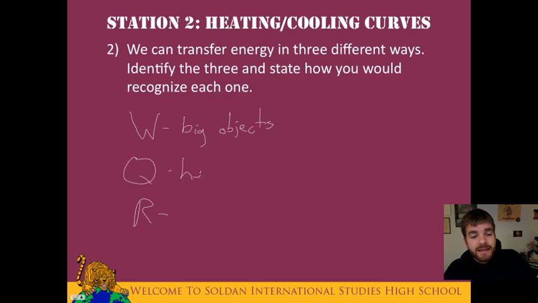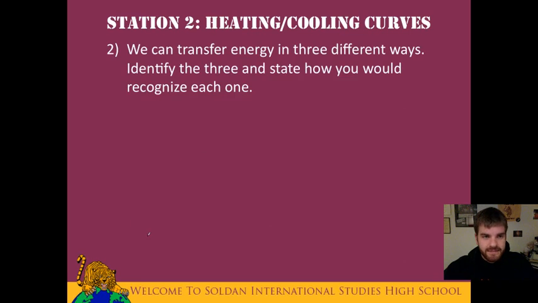Q is heating, and that's going to be for particles. So when particles are moving at different speeds or moving at different arrangements, that's going to be caused by heating. And radiating is R, and that's for light. So I didn't put this. W is working, Q is heating, and R is radiating. Working is for big objects, heating is for particle motion, and radiating is via light.